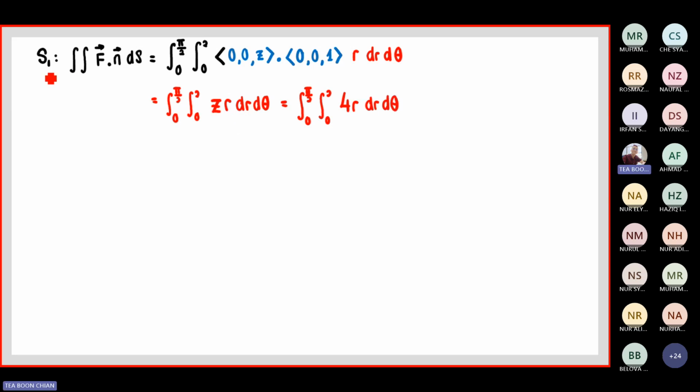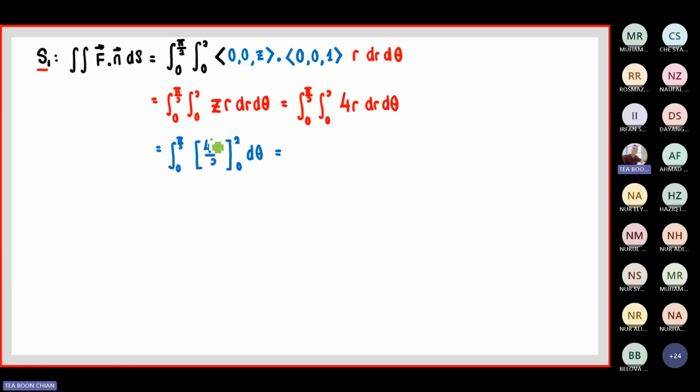Okay, and the first surface S1, z is actually 4. So proceed to actually find out this double integral. Now it becomes easy. Integrate with respect to r gives you the bracket 4r squared over 2, evaluated upper limit 2, lower limit 0, d theta.